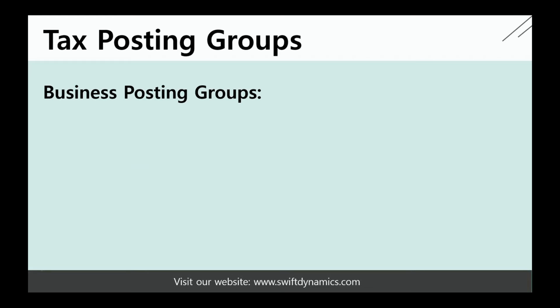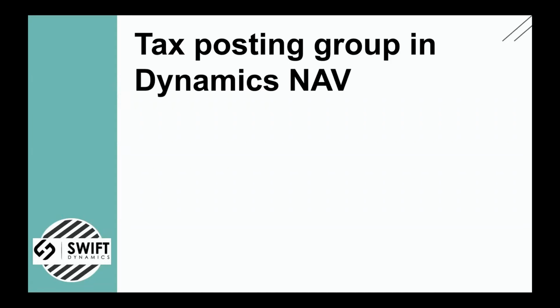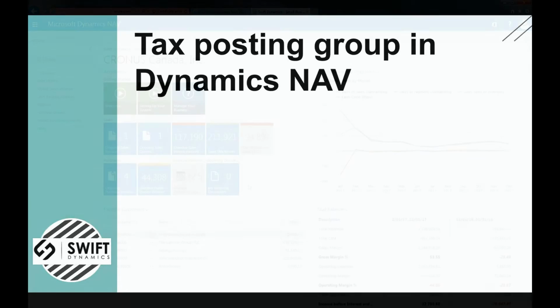Examples of tax business posting groups could be countries you do business with, because each country has its own set of tariffs you need to abide by. Another example of a business posting group can be different provinces and states you do business with. For example, here in Canada, there are different taxes based on the province you're in. You set up tax product posting groups to indicate the different tax calculations needed for the types of items or resources you purchase or sell. Based on what I just explained, I'll show you an example of how NAV handles tax posting groups.